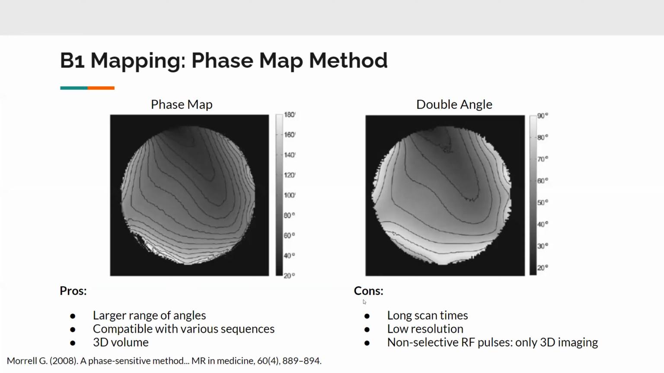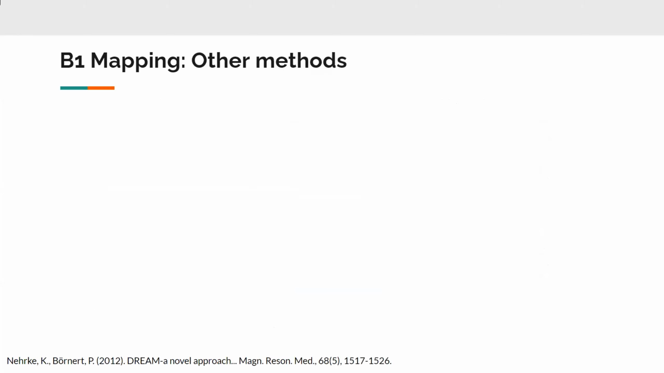Some cons of the phase map method are that it does have long scan times. It takes a little longer than the double angle method. And it also has a little bit low resolution. And even though 3D was a pro, it's also kind of a con because it's non-selective, so you can't just image a single slice. So if a single slice is one of your requirements, this is probably not the method. But there are other methods, and I'll try to go over these quickly.